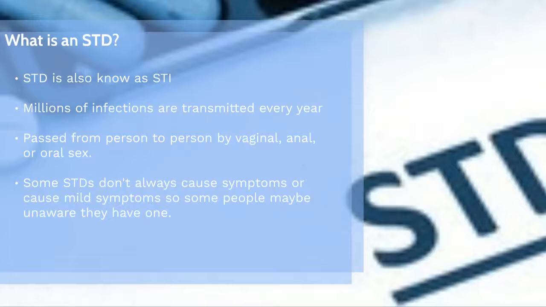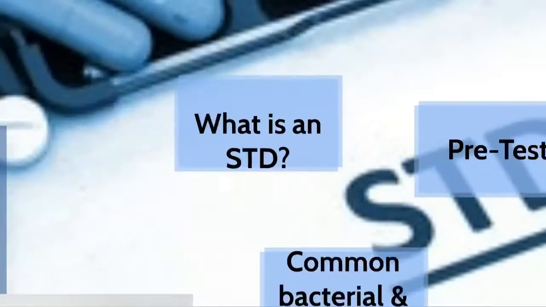STDs are passed from one person to another through sexual activity, including vaginal, oral, and anal sex. They can also be passed from one person to another through intimate physical contact, such as heavy petting, though this is not very common. STDs don't always cause symptoms or may only cause mild symptoms, so it is possible to have an infection and not even know it.